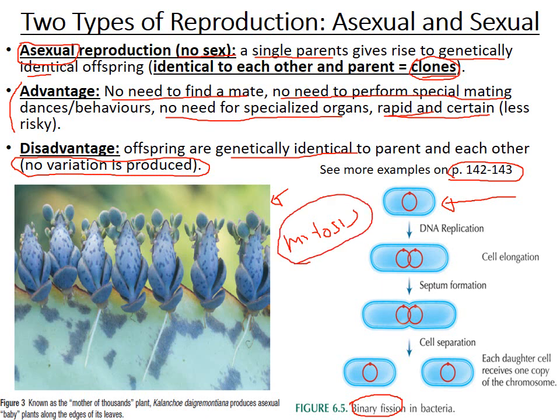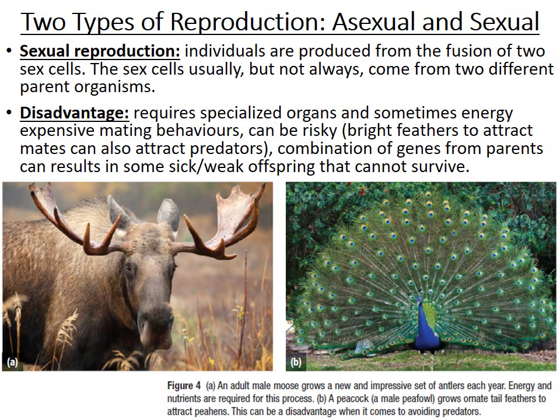Now we'll take a look at the other type of reproduction called sexual reproduction, where there is sex involved. So sexual reproduction occurs when you fuse sex cells from different parents. So there's a few individuals involved. Okay, two individuals involved, they fuse sex cells, they fuse gametes.